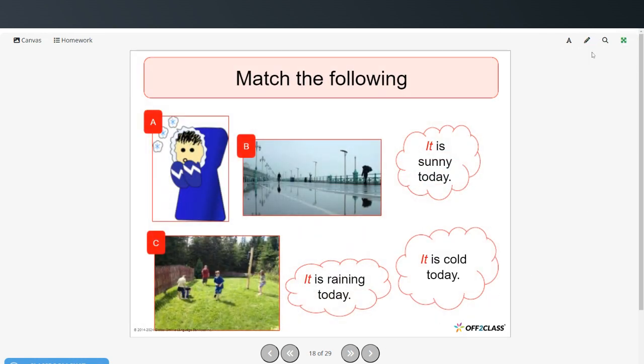So see if you can match the sentences with the pictures. So it is sunny today. Well, that would be picture C. It is raining today. It's picture B. And it is cold today. Picture A.